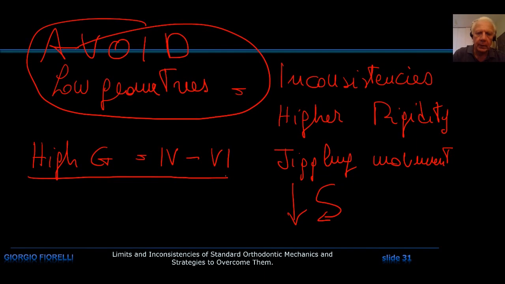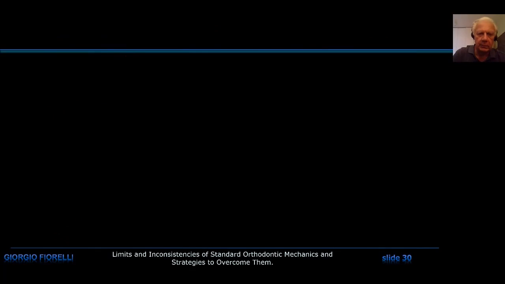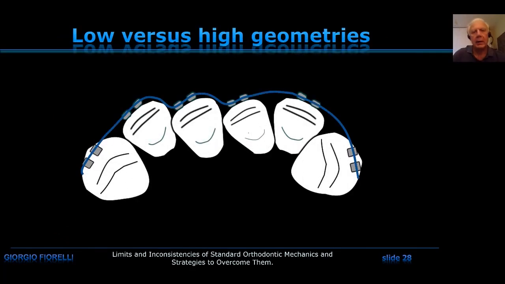Now, you have seen this already, but how can we work in order to avoid low geometries? Let's imagine we have this condition. And here we have a low geometry. This could be a geometry 1. And here's another geometry 1. Here's a high geometry. And here is a high geometry.